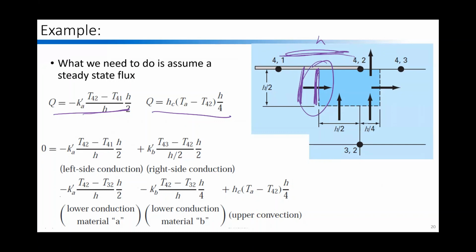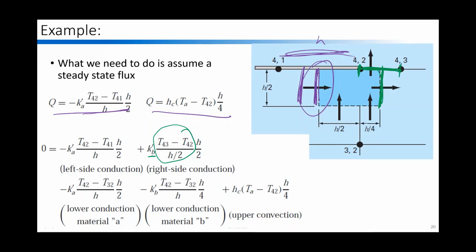Now we can look at the right-hand side conduction. Maybe I'll change color. Now we're going to look at conduction through this material, and we're going to take the derivative between these two points. So we have kB, in this case a different material, a different heat conductivity. I'm still taking that finite difference derivative between now 4,2 and 4,3.